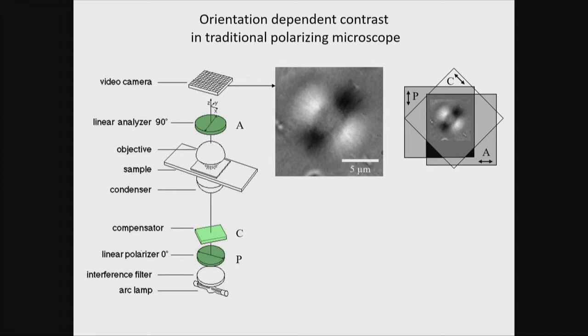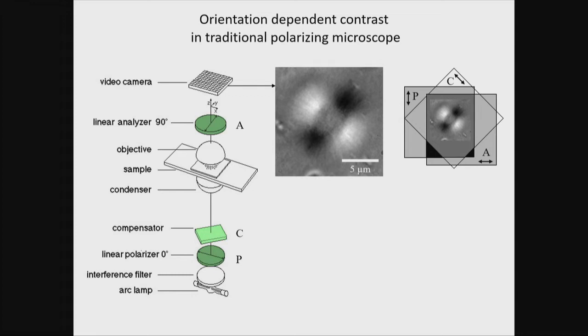You put an interference filter in to select a wavelength, and then you have a linear polarizer and a linear analyzer that are crossed typically, and so your field is dark to start with. And then you have a compensator. That means that you uniformly across the field change the polarization slightly from linear to something elliptical, typically. And so you have a gray background here where you have the compensator.